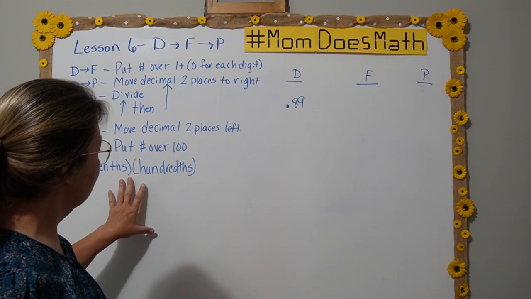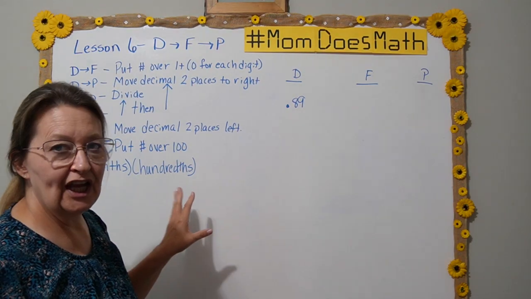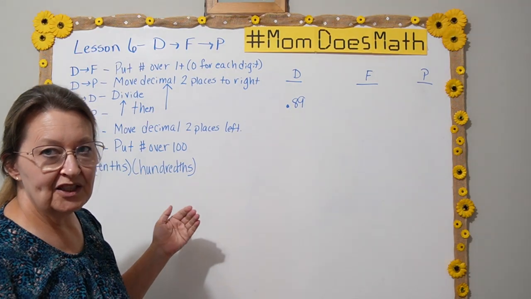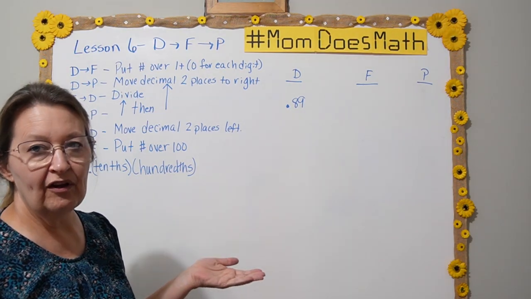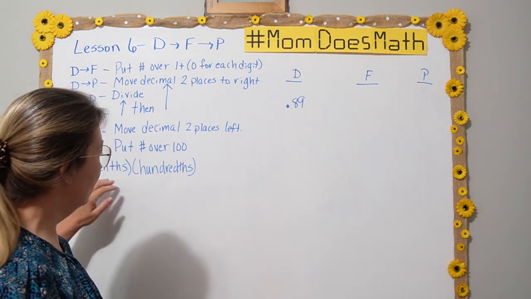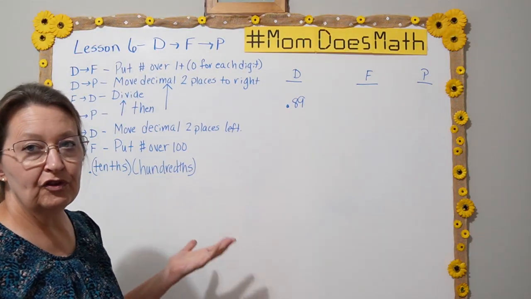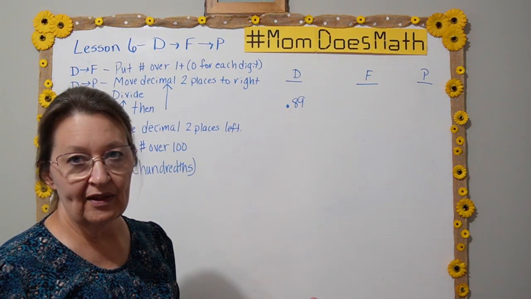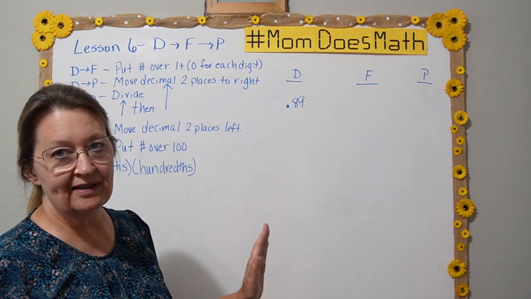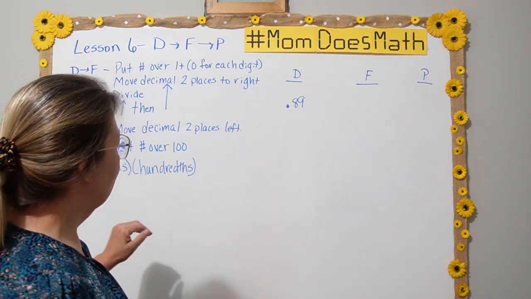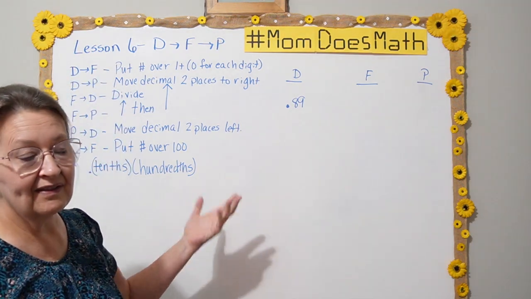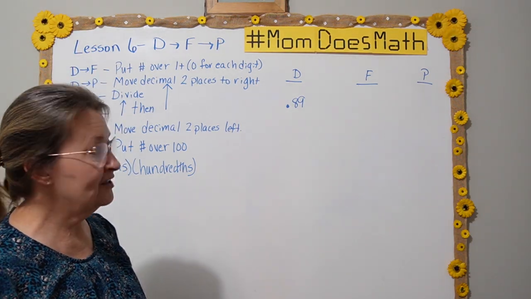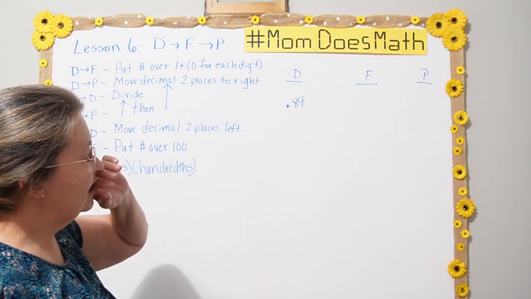Then I mentioned the difference between tenths and hundredths. That's decimal positions. If they tell you to round off to the nearest tenth, that's one number past the decimal. If you're told to round off to the nearest hundredth, that's 2 numbers past the decimal, like cents. If they say thousandths, then that would be 3 numbers past the decimal. So let's go ahead and start trying to fill in the chart.